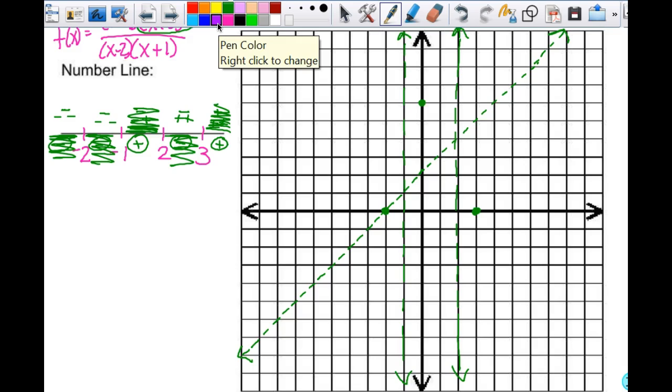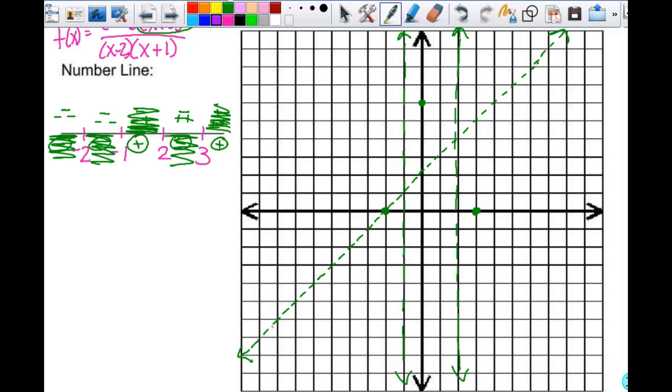Between negative infinity and negative 2, my graph is negative. Okay? And then that's where my point of tangency is, so it's going to stay negative, and here's my asymptote, so it's going to come up something like that. From negative 1 to 2, it's positive, so that means it's all up here, which means this part's going to look like a quadratic, right? From 2 to 3, it's positive.